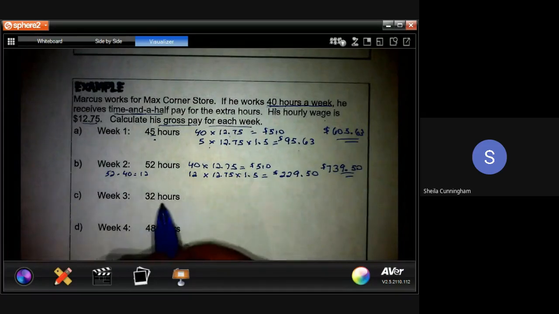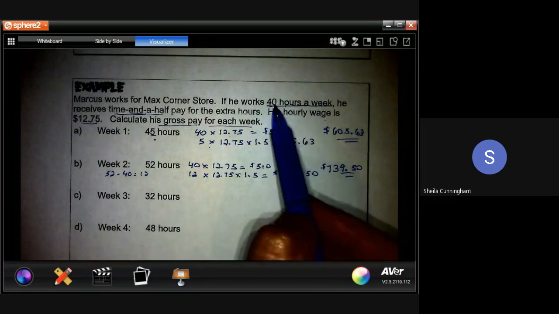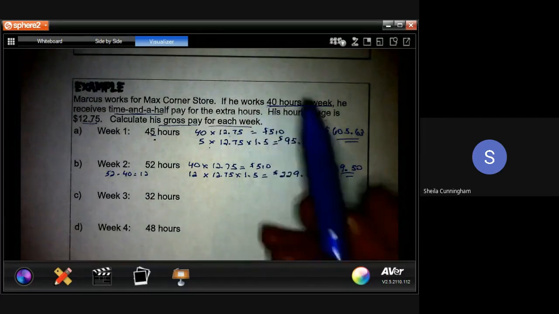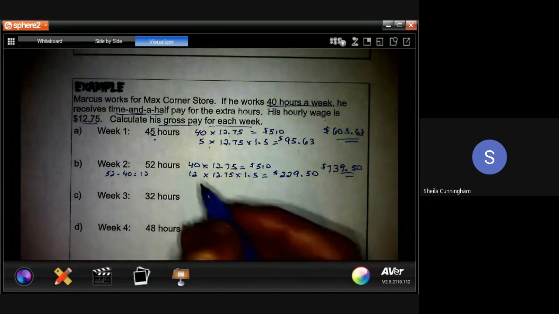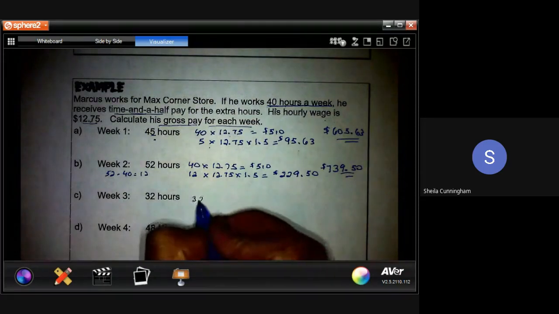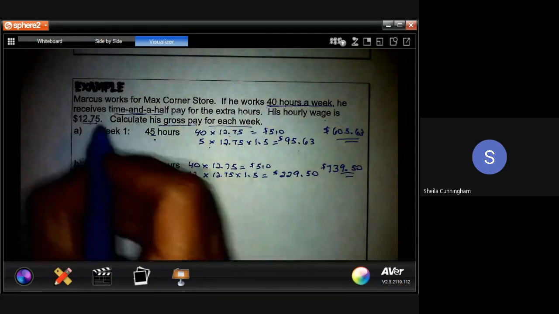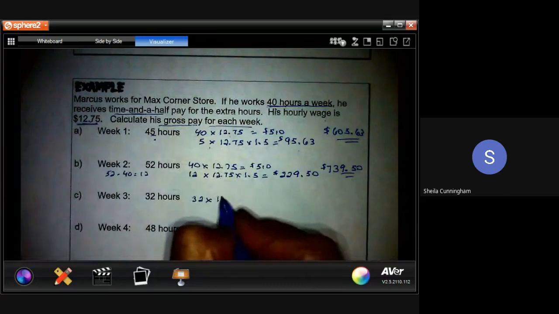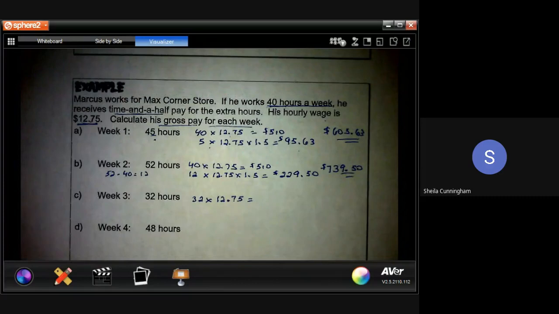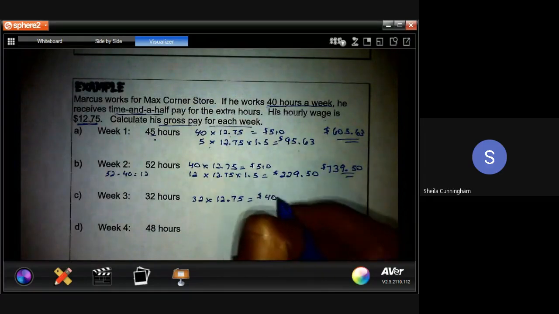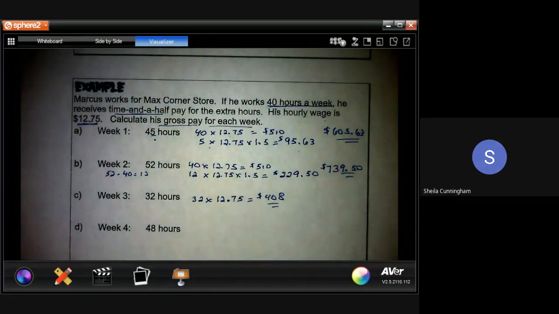Now, week three, he's working 32 hours. Well, 32 hours is less than the 40. So in this case, he's not making any extra time. He's not doing any overtime because he's under the 40. So we're simply going to take the 32 hours that he worked at his basic hourly wage of $12.75. And when we multiply that together, we find out he only made $408 that week.